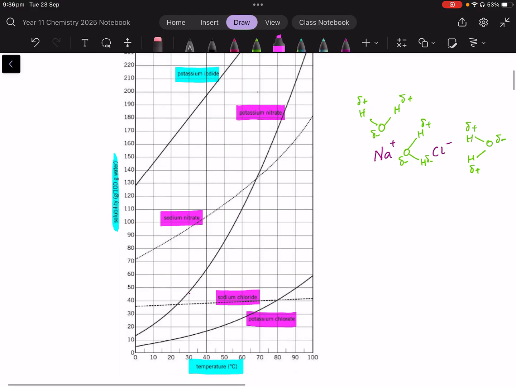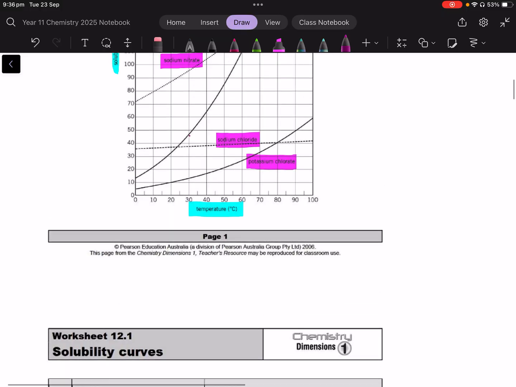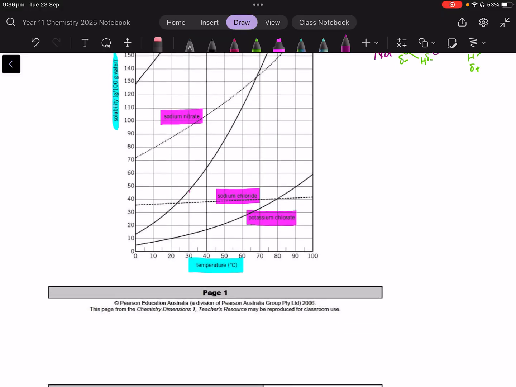So using this graph, we are going to answer some of these questions here. I'll get you started with some of the easy ones here and leave some to your discretion, how you do it. But I'll just give you a quick guidance. So the first question here is asking us the solubility of sodium chloride at 75 degrees. So we're basically going to go to the sodium chloride, which is right here, and we're going to look at its solubility at 75 degrees.